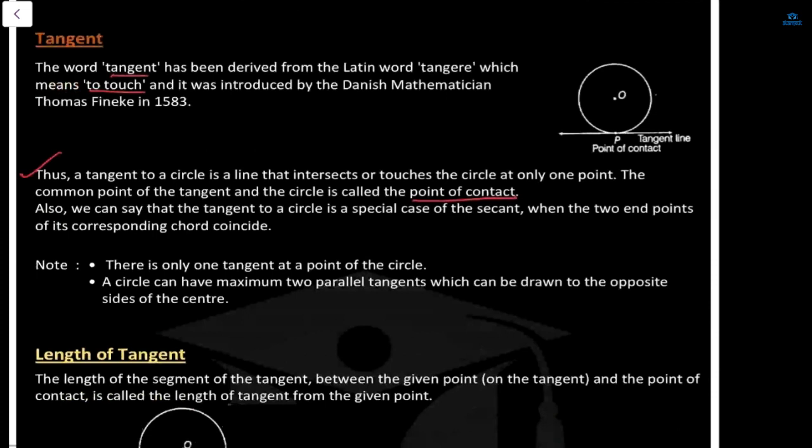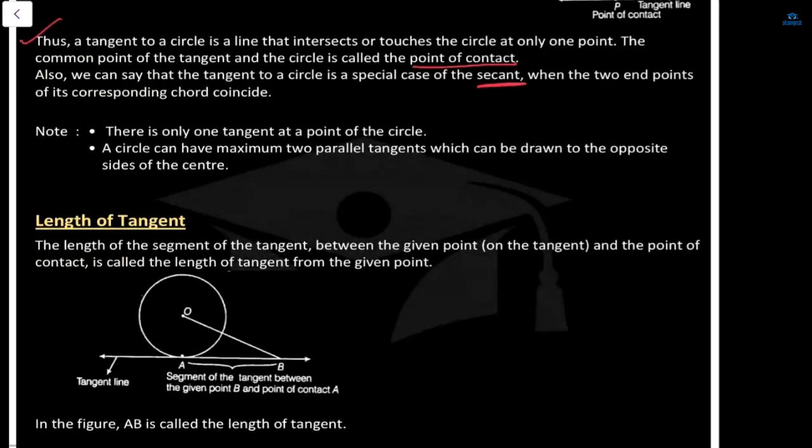We can also say that a tangent to a circle is a special case of a secant, because a secant touches the circle at two points. A special case of secant means both the points are colliding, and then it is called the tangent. Observe also that there is only one tangent at a single point of the circle.